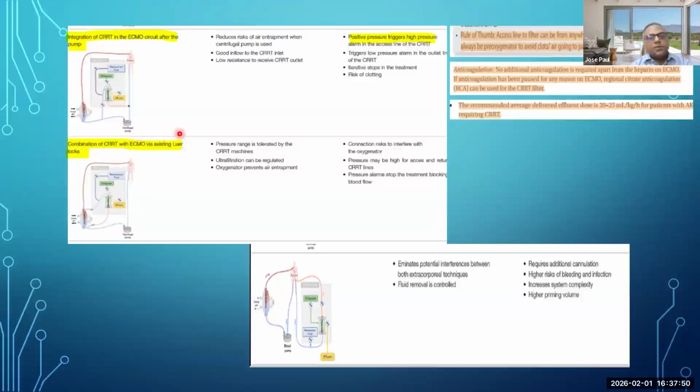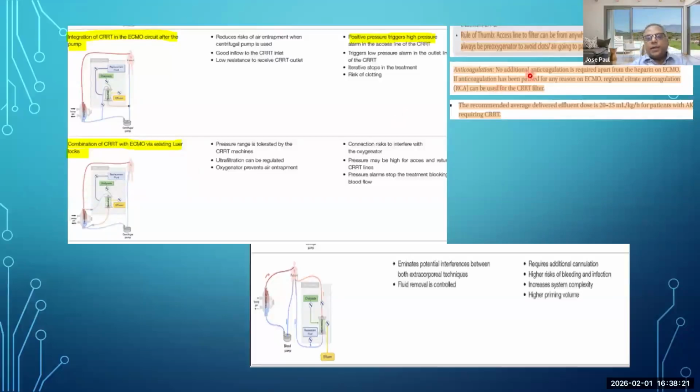Whatever you do, you can access a line from anywhere within the ECMO circuit, but the return line should always be pre-oxygenator. This is a very important thing, because the membrane oxygenator also serves as a gas detector, and all the gases will be trapped within the membrane oxygenator. So you should not return your CRRT line after the membrane oxygenator. There can be a risk of air embolism.